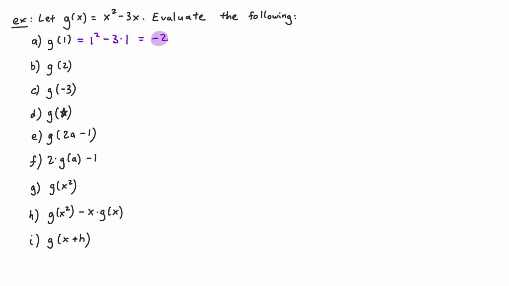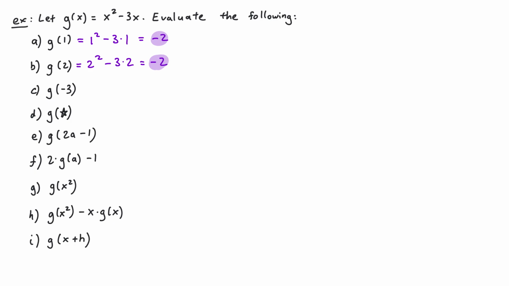In part B, we want to evaluate g of 2, meaning what's the output of my function when I input 2? So we can go to our formula for our function, x squared minus 3x, and everywhere we see x, we're going to replace with our new input 2. So that's going to give us 2 squared minus 3 times 2. 2 squared gives us 4. 3 times 2 gives me 6. So 4 minus 6 gives me, once again, negative 2. So when we evaluate g of 2, we get negative 2.